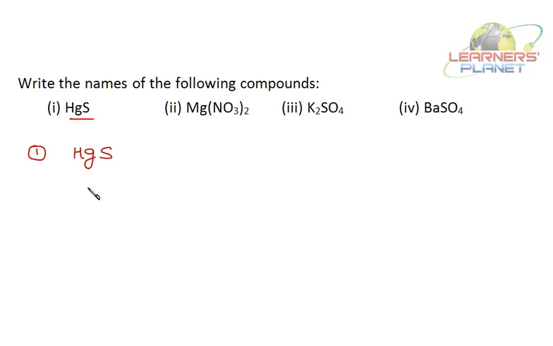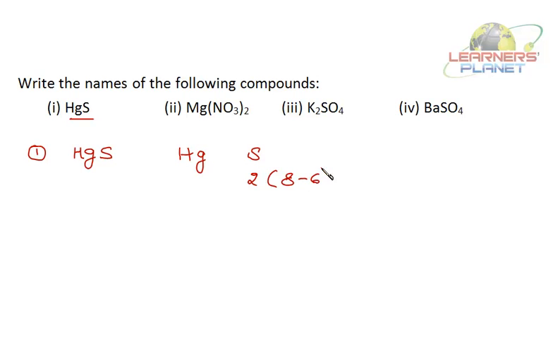HgS. This is mercury. Now what is the valency of mercury here? Let's write the symbols. Mercury can exhibit the valency 1 as well as 2. Now, what is the valency of sulfur? The valency of sulfur is 2. How come? As it has got 6 valence electrons, or it belongs to group 6.